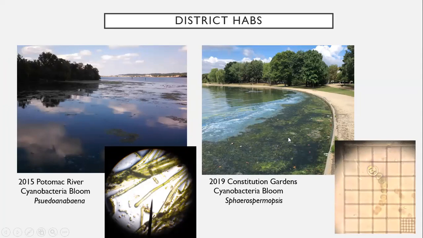And over here on the right is a bloom that occurred in 2019 that was dominated by Sphaerospermopsis. And this is in the Constitution Gardens Lake on the mall. And you can see here, it's a little faint, but this is a picture of the Sphaerospermopsis under microscope. And this species produces anatoxin-a, which is a nerve toxin, and is dangerous because it can impair synapses and inhibit enzyme activity in the cells and in the nerves.